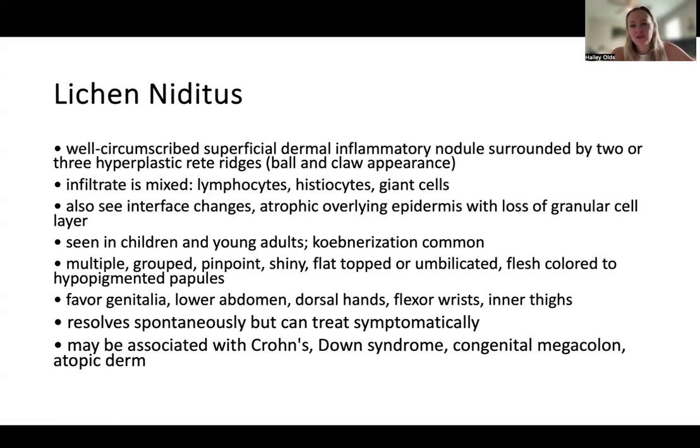And it's really between two or three rete ridges, and it's a mixed infiltrate. So lymphocytes, histiocytes, giant cells. And it can be seen in children or young adults as just pinpoint little papules, frequently on the genitalia, lower abdomen, dorsal hands, and it can resolve spontaneously. And that is it. Thank you.